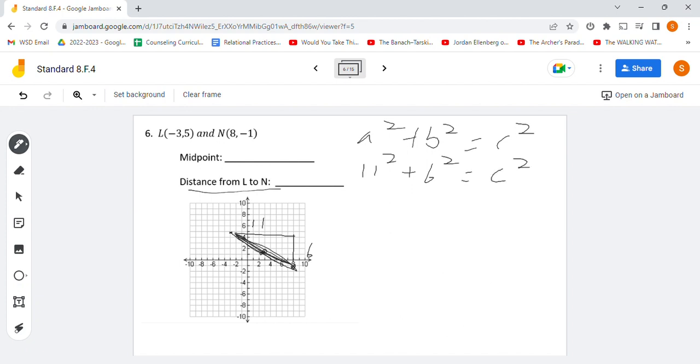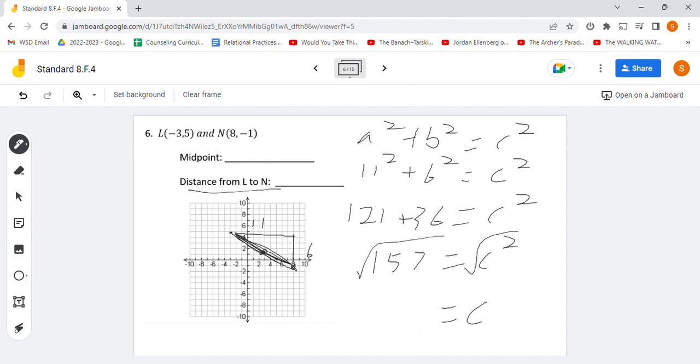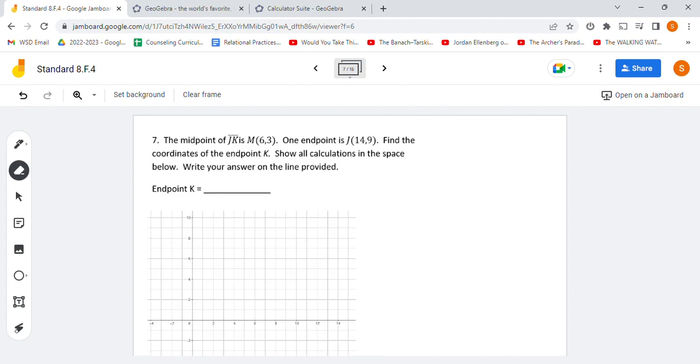Doing those calculations, we end up with 121 plus 36 equals c squared. Add that together and we get 157 equals c squared. Finish this out by taking the square root of both sides. We end up with c equals 12.5 if we round it into decimal form, but again, you could leave that as the square root of 157 if you prefer.